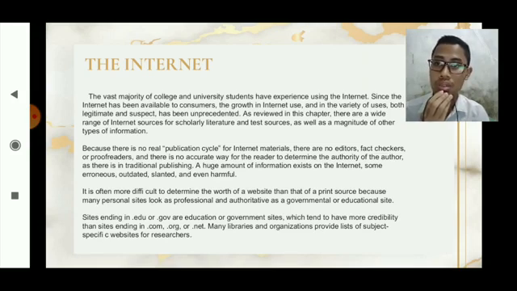It is often more difficult to determine the worth of a website than that of a print source because many personal sites look as professional and authoritative as governmental or educational sites. Sites ending in .edu or .gov are education or government sites, which tend to have more credibility than sites ending in .com, .org, or .net. Many librarian organizations provide lists of subject-specific websites for researchers.